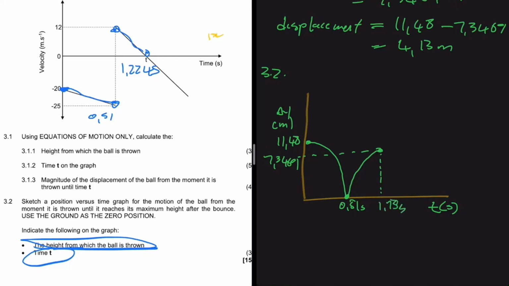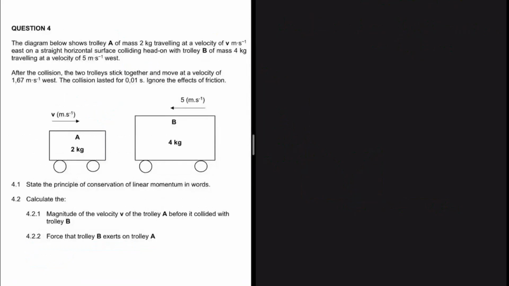1.73 seconds. The diagram below shows trolley A of mass 2 kg traveling at a velocity of v meters per second east on a straight horizontal surface, colliding head-on with trolley B of mass 4 kg traveling at a velocity of 5 meters per second west. And then after the collision, the two trolleys stick together and move at a constant velocity of 1.67 meters per second west. The collision only lasted for 0.01 second. Ignore the effects of friction.